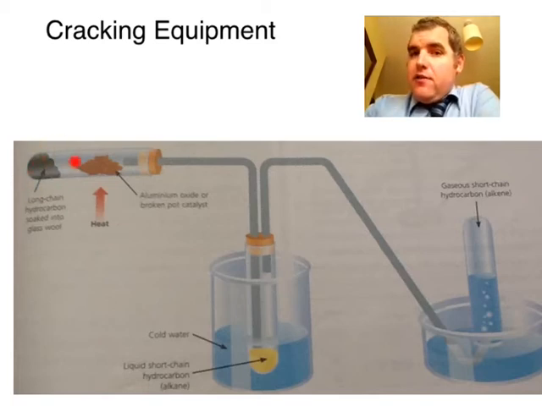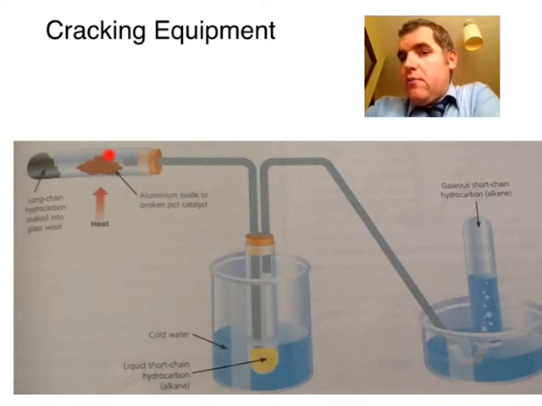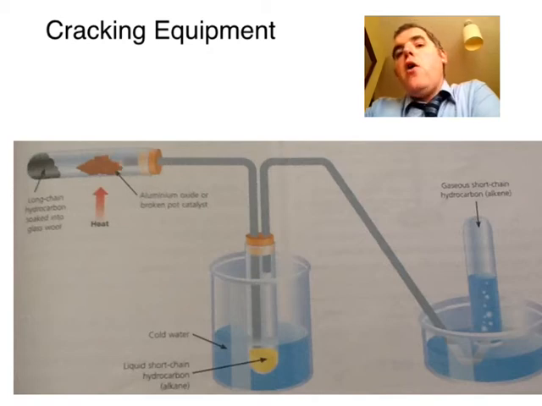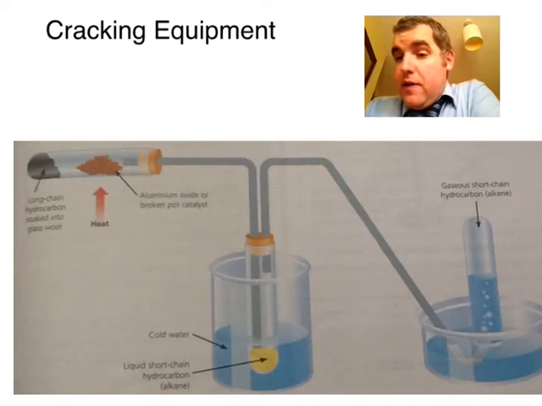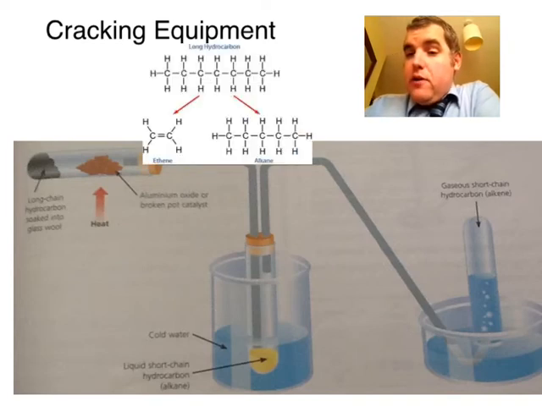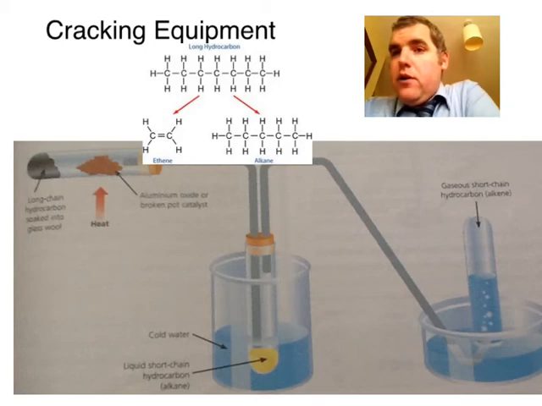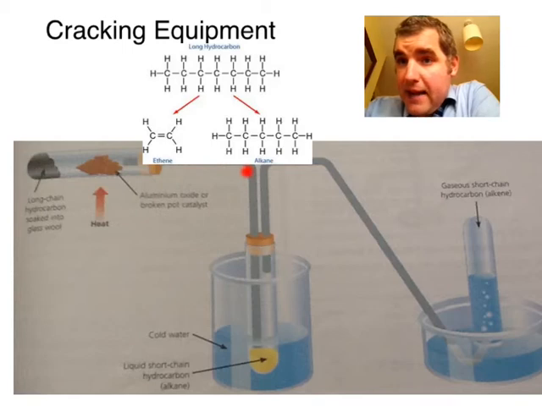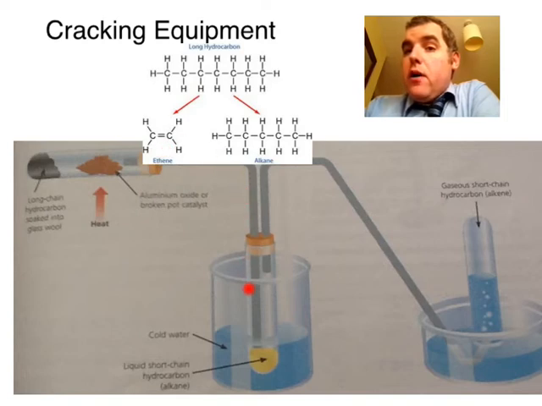As you heat this, the long chain hydrocarbon will evaporate, turn into a gas and move over here. As it moves over the catalyst, it will break, and that's where we get the reaction that we saw earlier on. It's broken the hydrocarbon and we get the two hydrocarbons moving through here.